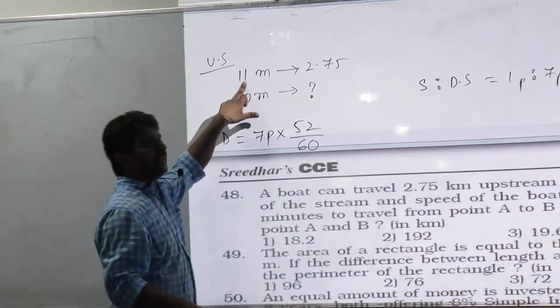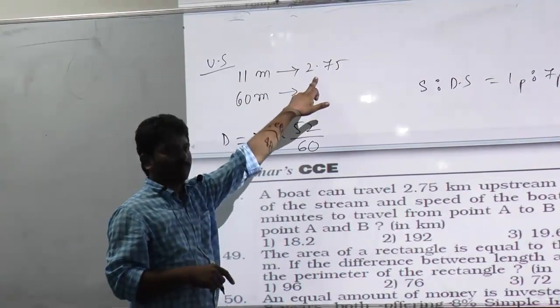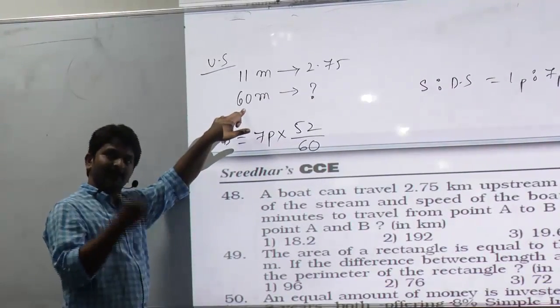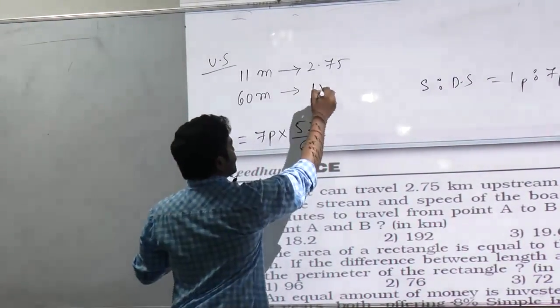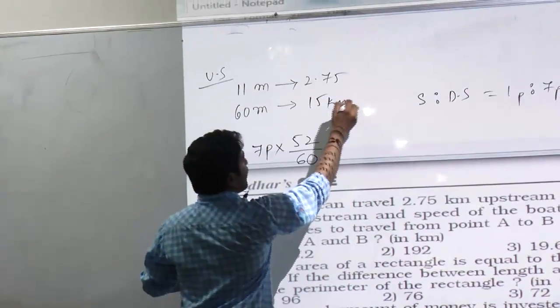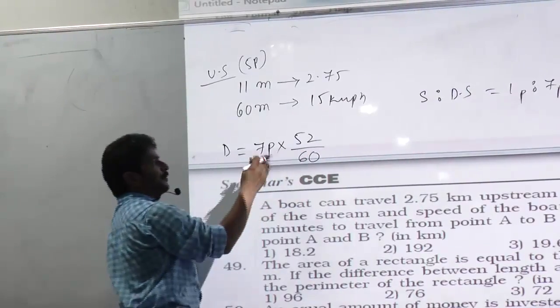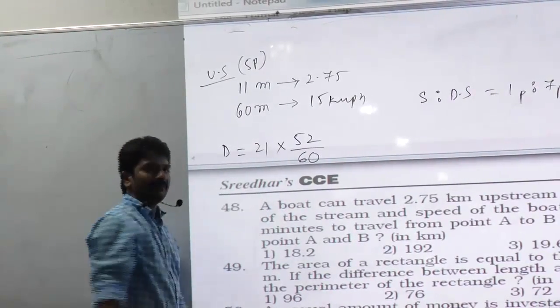Wait, what is half of 11? Again half of 5.5. Half. Again half. Right. So, upstream speed is 15 kilometer per hour. Which is equal to how many parts? 5 parts. If 5 parts is equal to 15, what about 7 parts? 21.